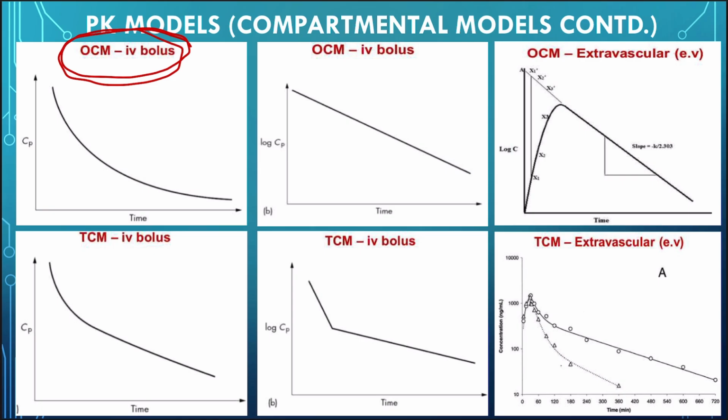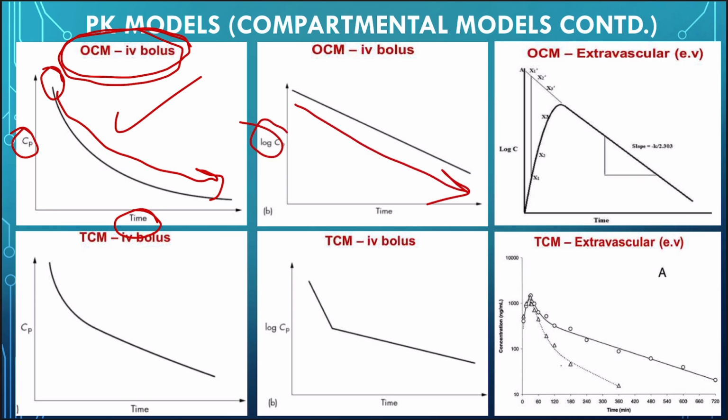Here you can see the concentration is on the y-axis and the time is on the x-axis. Whenever we give a drug by the IV bolus route, initially the concentration of the drug in the blood will be maximum, and slowly it will decrease because it is getting distributed or metabolized. So this is very simple. This is the one compartment model, and when we take the log of the concentration, it becomes a straight line with a downward slope.